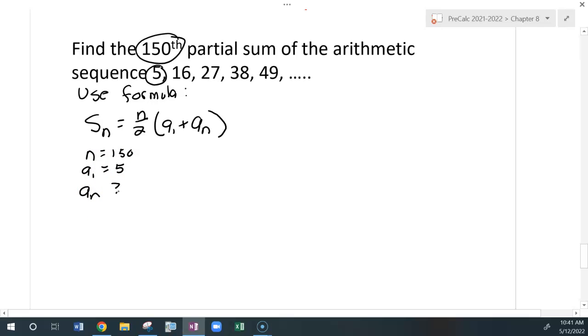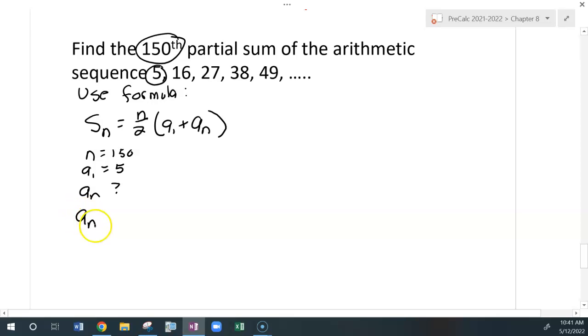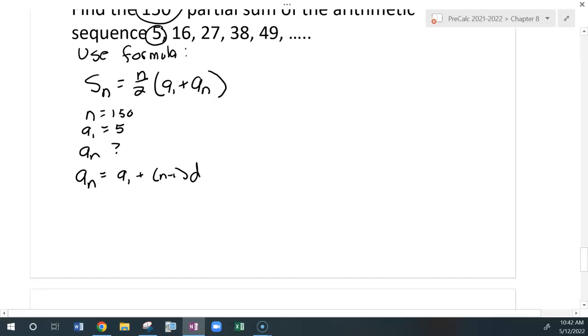But lucky duckies, we have another formula to get a sub n, and that's the one we just did a few moments ago. So a sub n is going to equal a sub 1 plus n minus 1 times your common difference. My common difference, 5 to 16, add 11. 16 to 27, add 11. 27 to 38, add 11. 38 to 49, add 11. That says D equals 11.